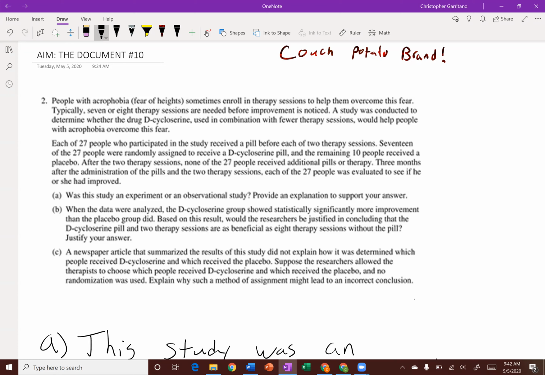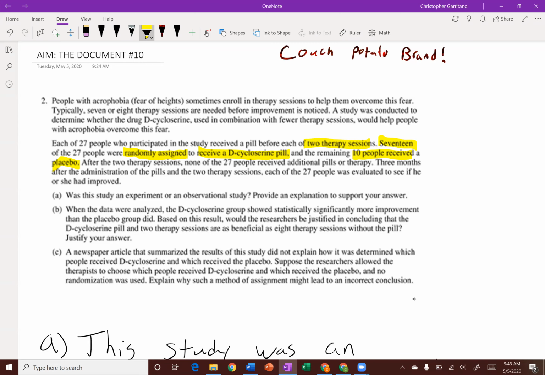The question, part A, says, was this study an experiment or an observational study? Provide an explanation to support your answer. So if you read through this second paragraph, we have 27 people, and they are being randomly assigned to different treatment groups. So 17 were assigned to receive the drug in addition to the 2 therapy sessions. And then 10 people were randomly assigned to get the placebo in addition to the 2 therapy sessions.